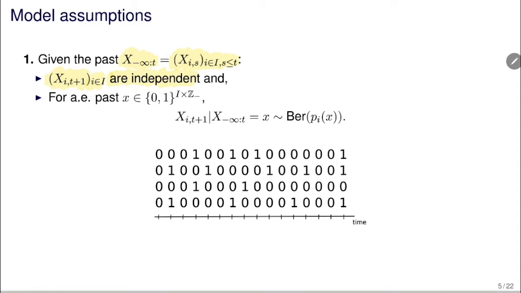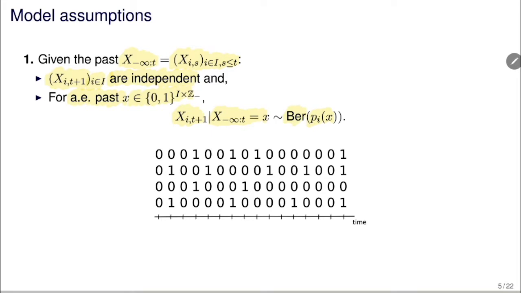And the second condition of the first assumption is that, for almost every past little x, the distribution of X_i,t+1 given that the past up to time t is little x is a Bernoulli random variable, as I said before, and the parameter of this Bernoulli random variable depends on the neuron itself and on the past x. So it's p_i of x.